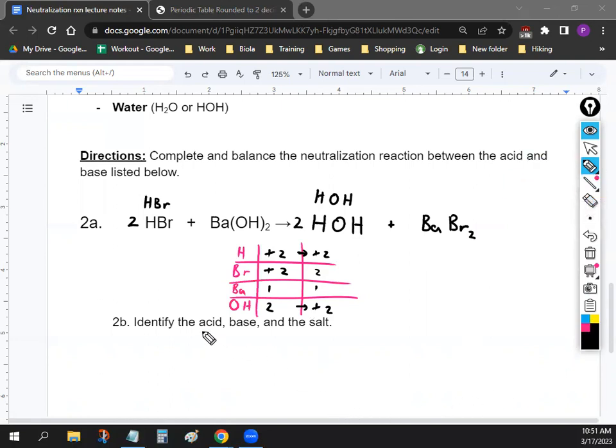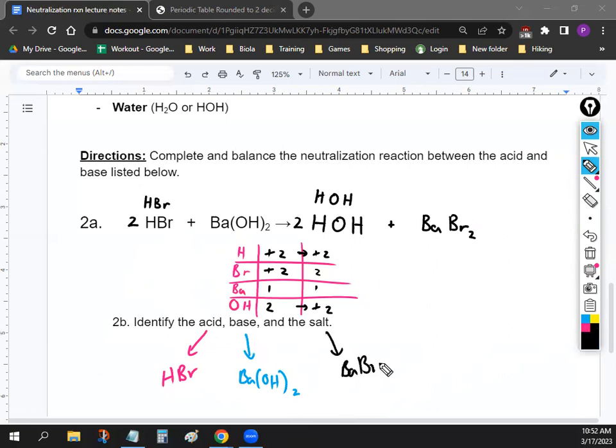If we take a look at the acid and the base, we said they're always on the left side of the equation, right? So which chemical here is your acid? Yeah, HBr. Good. Okay, because that's the one that breaks up into H plus. Okay, let's look at the base. Which chemical is your base? Yeah, Ba(OH)2, because that's the one that gives up OH. And then your salt is the one on the right side that's not water. And so it's going to be BaBr2.